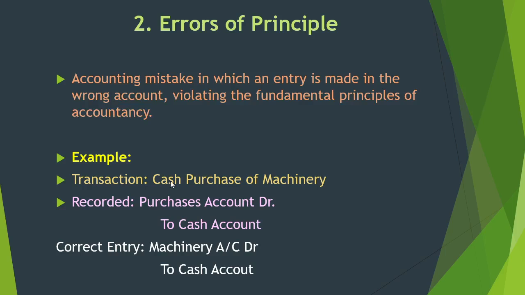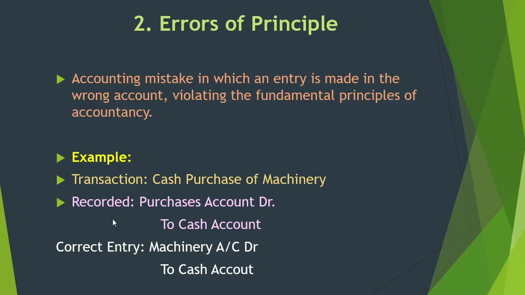Consider an example. The transaction is cash purchase of machinery. For cash purchase, you know that the correct entry is machinery account debits to cash account. Machinery account is a real account. What comes in? Machinery comes in. So it is debit machinery account. Again cash account. What goes out? Credit. So it is cash account.